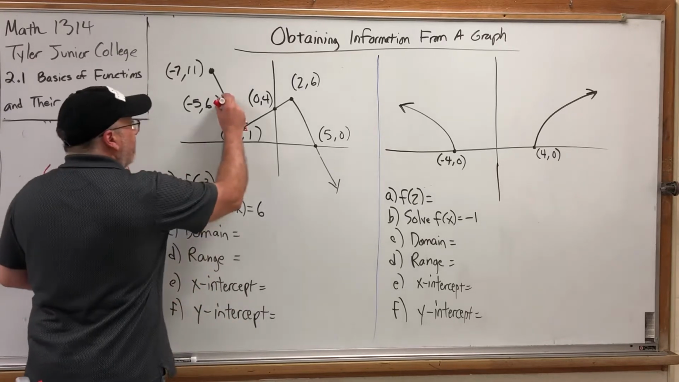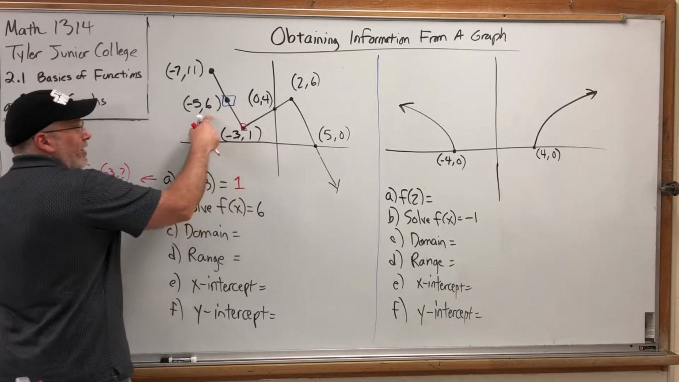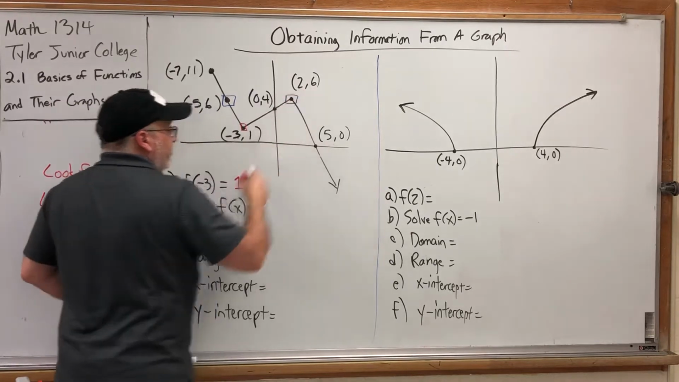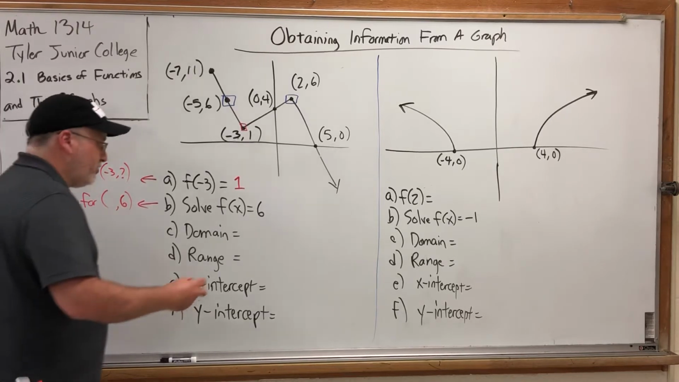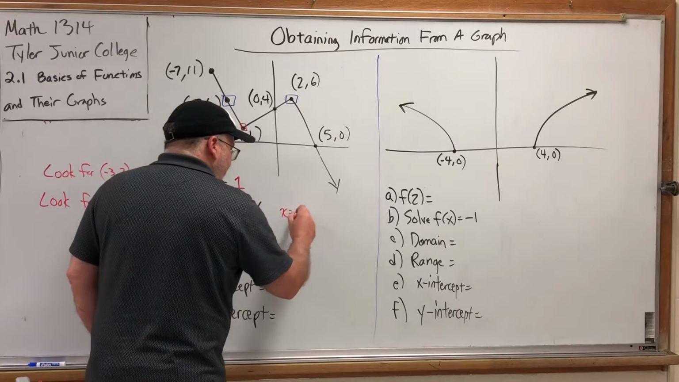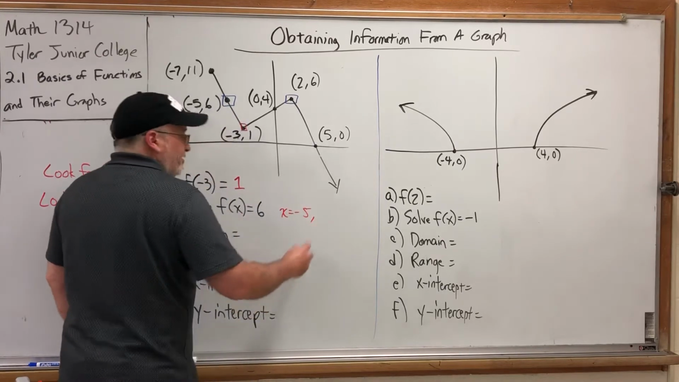Here's one, -5, 6, and here's another, 2, 6. So according to this graph, there are 2 x's as inputs that would produce an output of 6. The first x is -5, and the second x is +2.